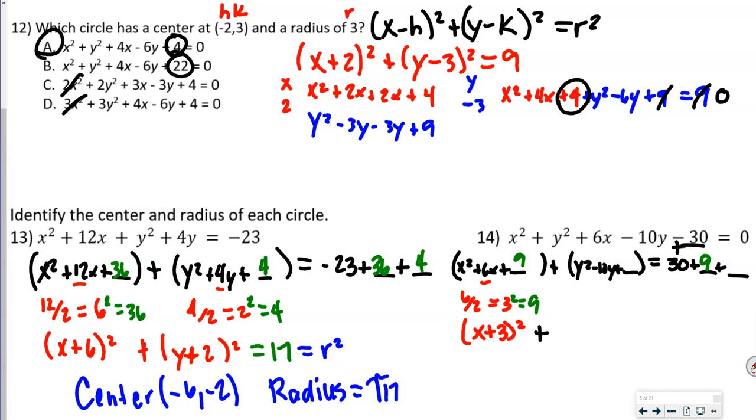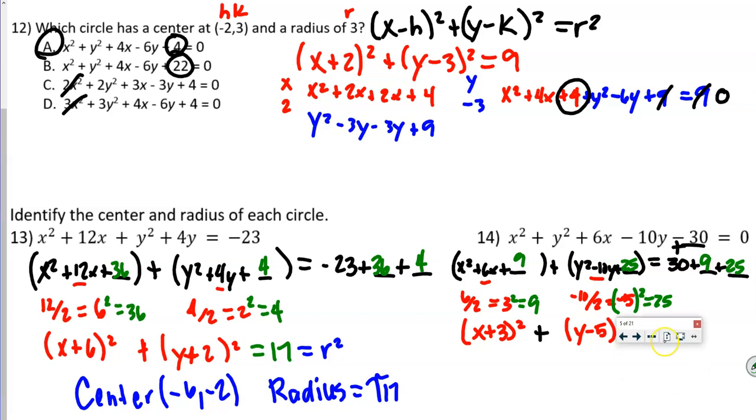So we are going to take the -10, divide it by 2. That gives us -5. So that's going to be y minus 5 down here. And then we're going to square that. -5 times -5 is 25. So we are going to put the 25 up here in that blank as well. So when I add up all 3 of those numbers this time, I get 64.